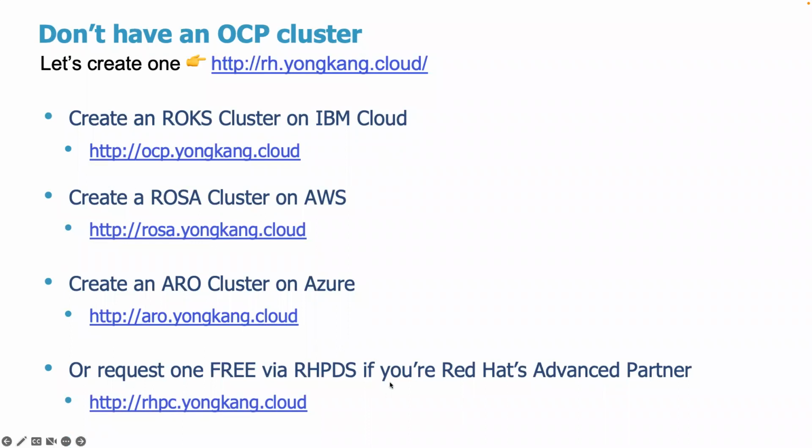The last one is also very interesting. If you are an advanced partner, you can request free lab access via the RHPDS. I got the documentation here, RH Partner Center, rhpc.yongkang.cloud. It walks you through how to request the access. But first of all, you need to be an advanced partner. So for today, I'm not going to walk you through step by step, but you got the link here. You can try by yourself.